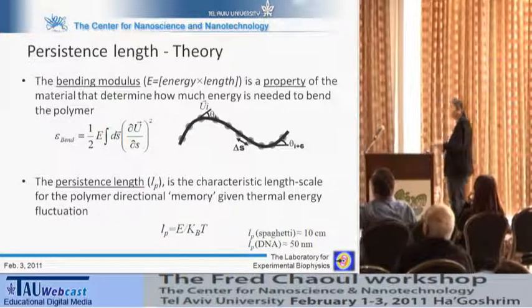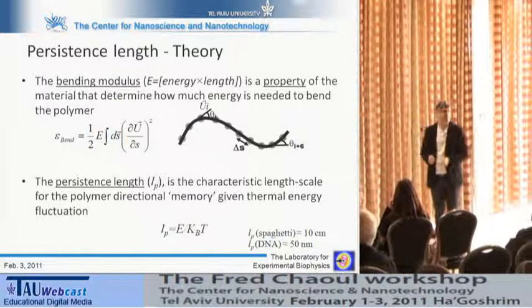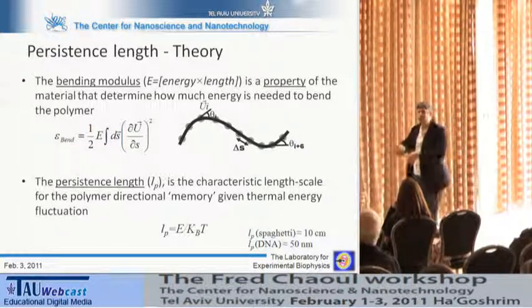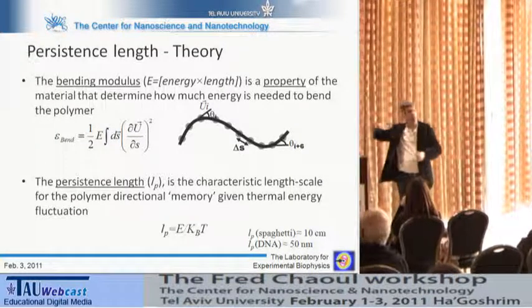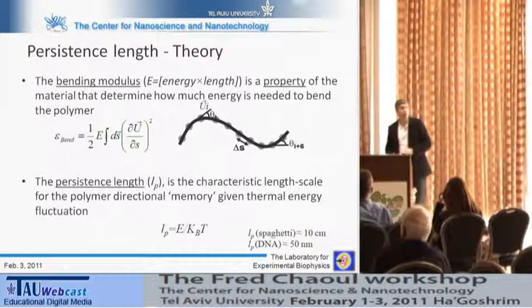For DNA, for example, the persistence length is about 50 nanometers. Okay? At any point on the DNA, it is pointing in one direction, but after 50 nanometers, if you go along the contour, it will start to move in a different direction.